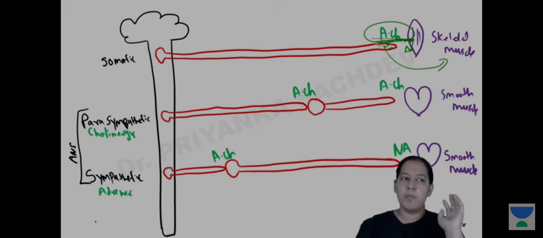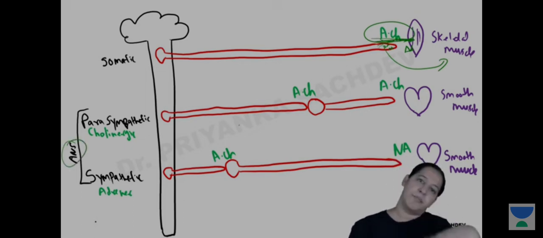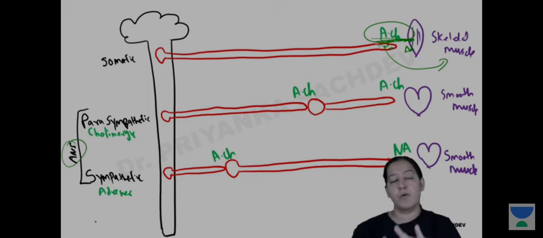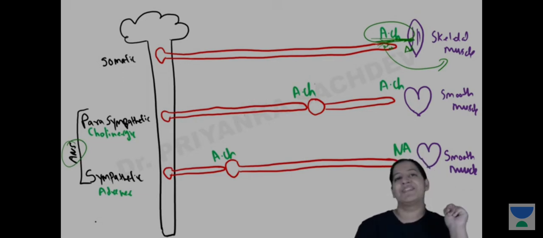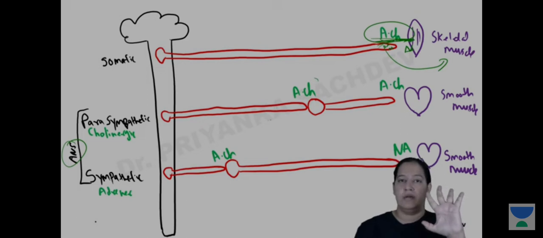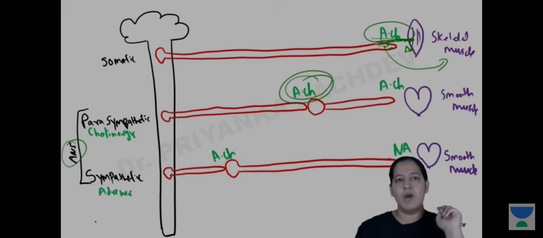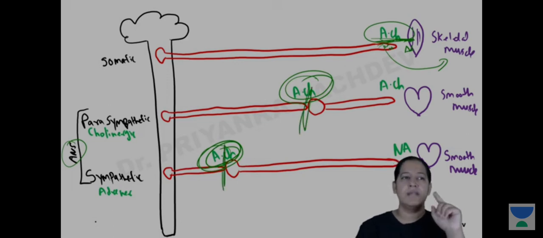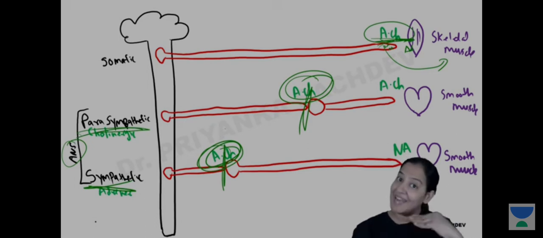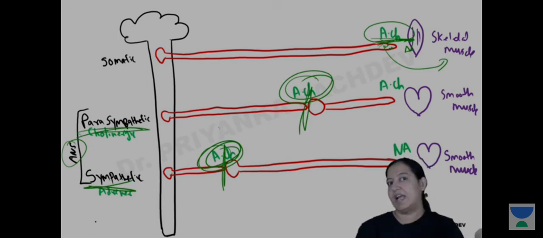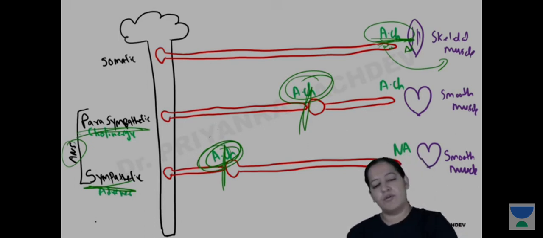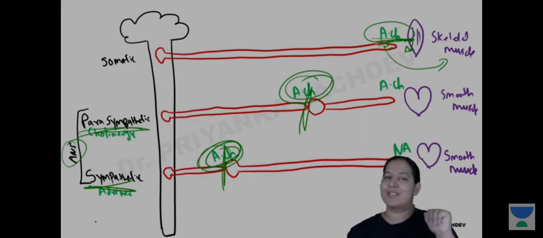But if you talk about ANS, two nerves are there: preganglion and postganglion. So two neurotransmitters are there. Preganglionic neurotransmitter is always acetylcholine. You can see here also, here also. So in sympathetic as well as in parasympathetic, in both of them, preganglionic neurotransmitter is acetylcholine. What about postganglionic neurotransmitter? It is different in them.